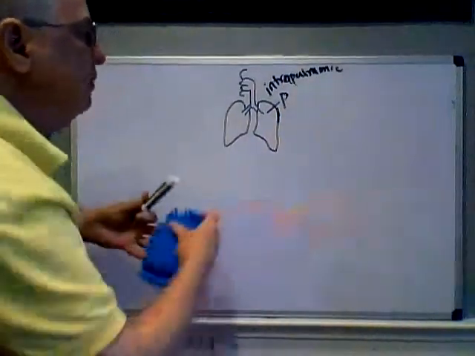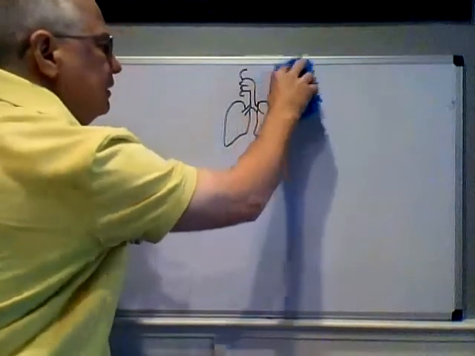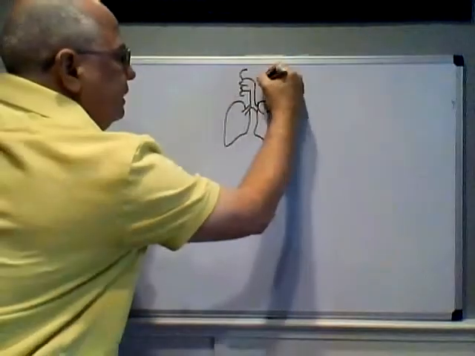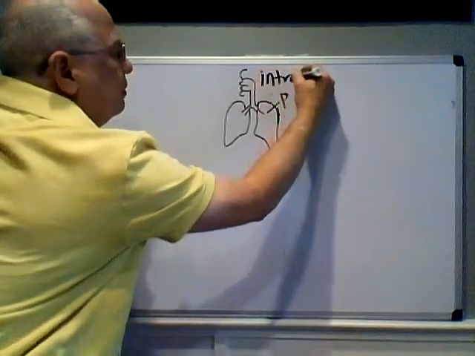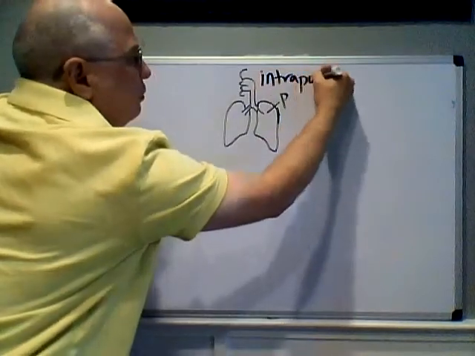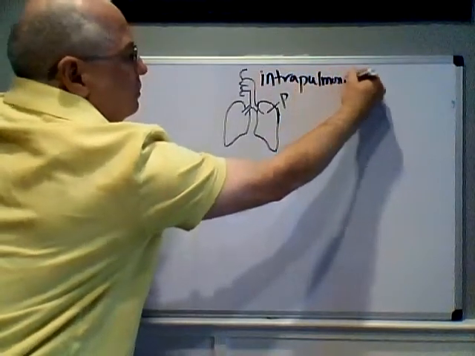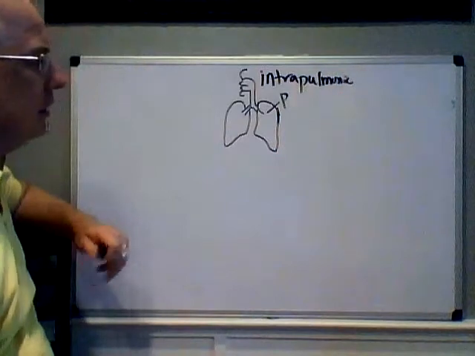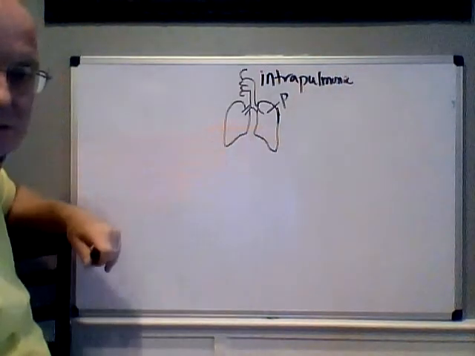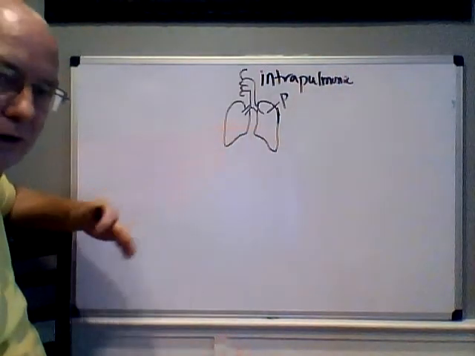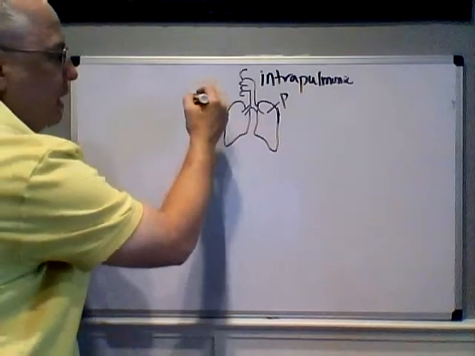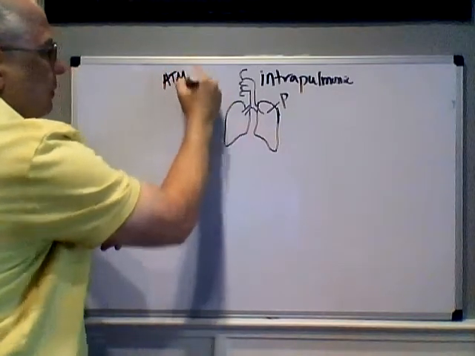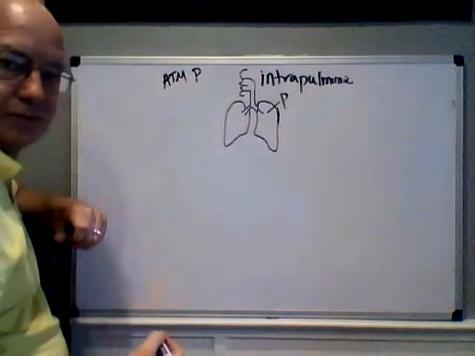Here, let me rewrite that because it's not real clear. Okay, we write it out a little bit more neatly. It's called the intra, means within, pulmonic lungs pressure. Now, the pressure inside the lungs is going to be working with or against the pressure of the atmosphere. So this is going to be atmospheric pressure.